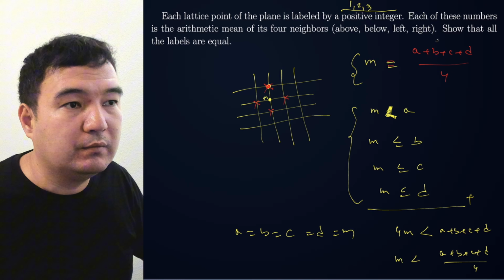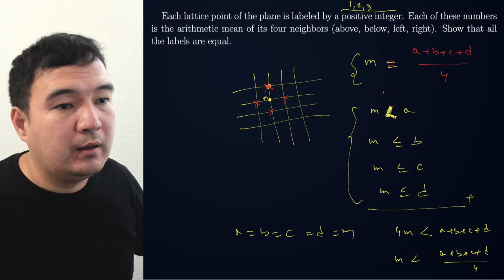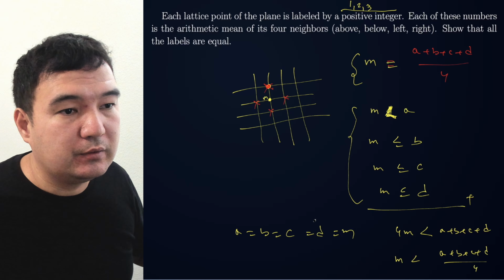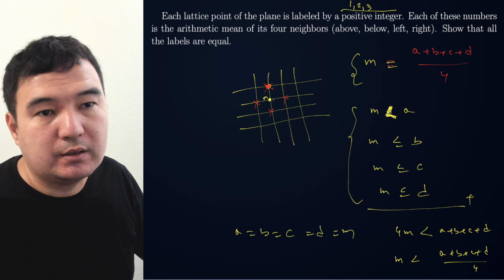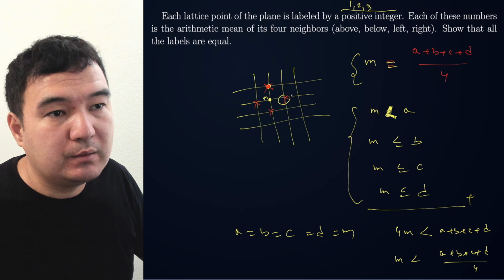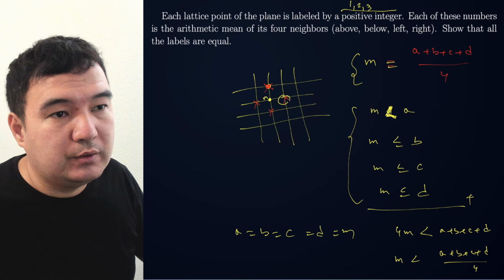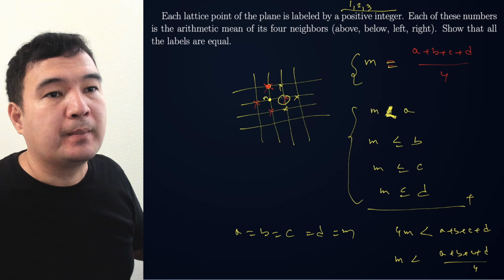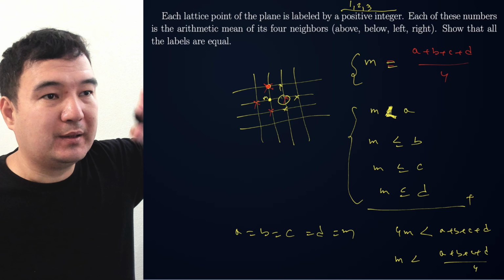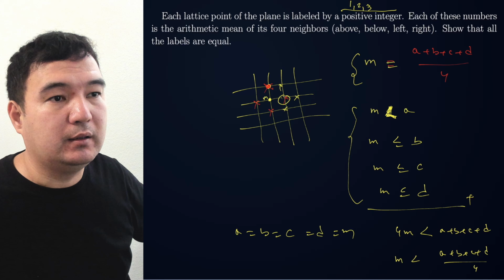The arithmetic mean of these 4 is M. It means all these 4 numbers and M are equal. So these 5 numbers are equal to each other, and then you can apply the same logic to this point, and then you get that these points are equal, and so on. If you do this for all numbers, you get that the entire plane is labeled by the same number.